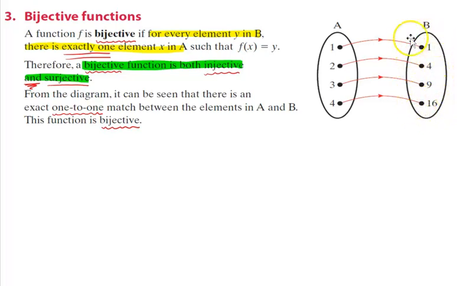And there's no leftover elements inside of set B. So the codomain and the range are the same. We've no elements that are missing an arrow. So therefore it's also surjective. And since it's injective and surjective, it must also be bijective.